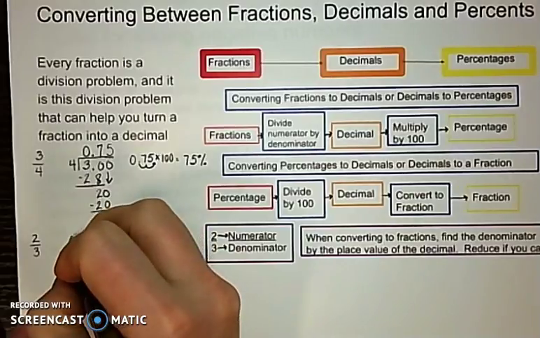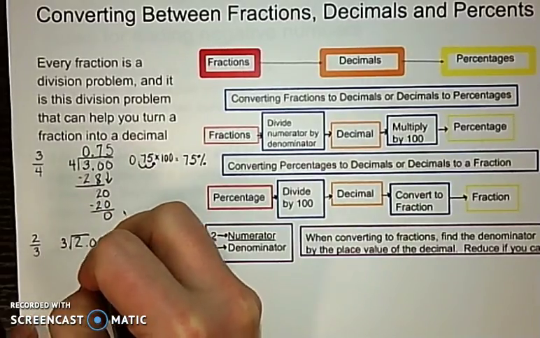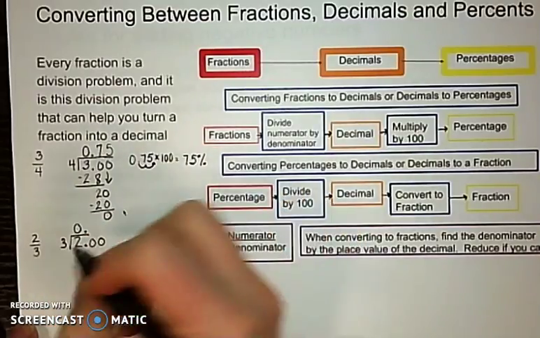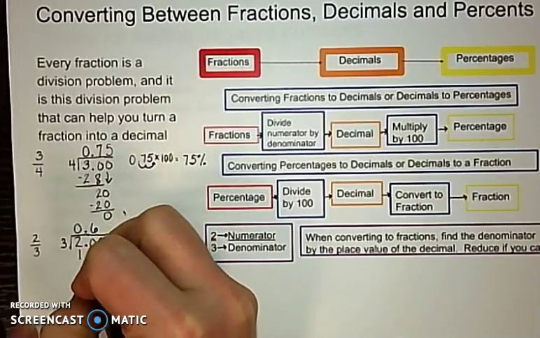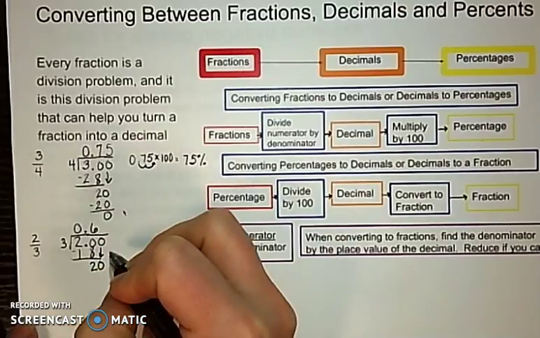2/3 as an example, I'm going to do 2 divided by 3. I'm going to add my zeros again. 3 cannot go into 2. Bring that decimal up. 3 can go into 20 6 times. 6 times 3 is 18. 20 minus 18 is 2, and I bring down the 0.